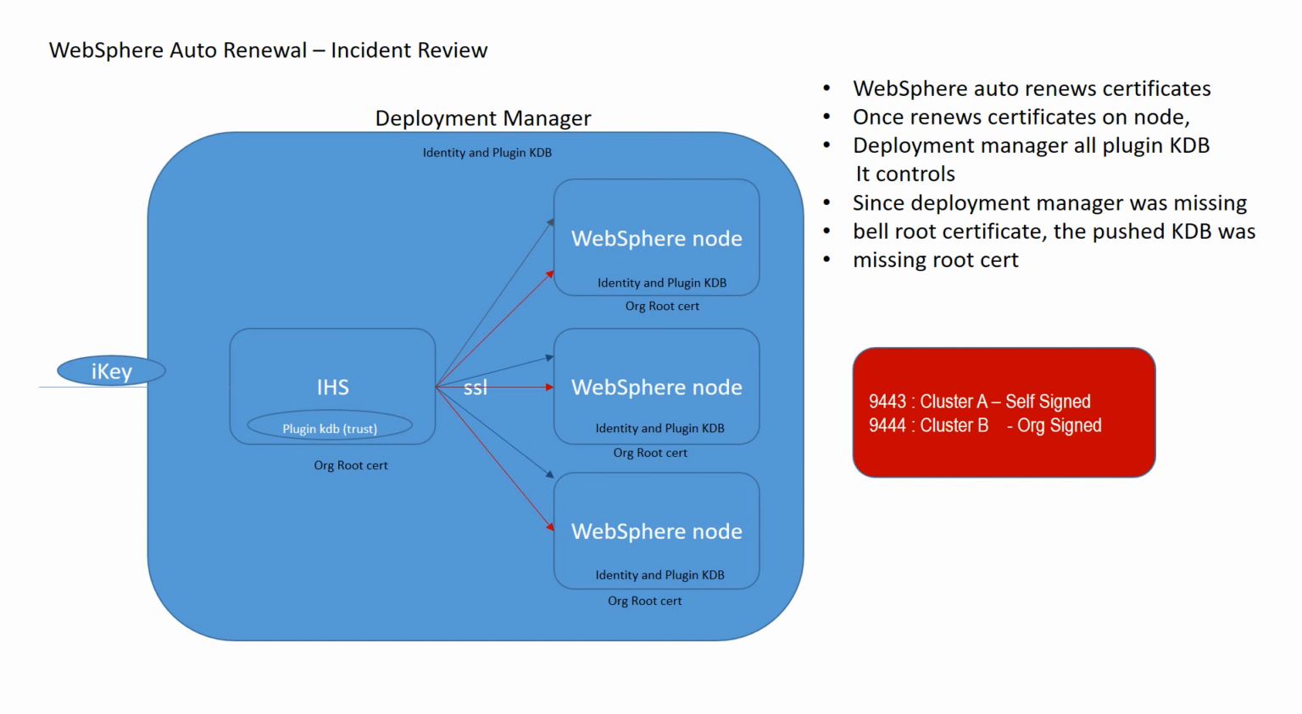To remediate this situation, the org signed certificate was imported into the IHS trust store and eventually imported through the deployment manager, so that the source, which is the deployment manager's KDB, contained all the information, including the root certificate of the organization that issued the certificate.